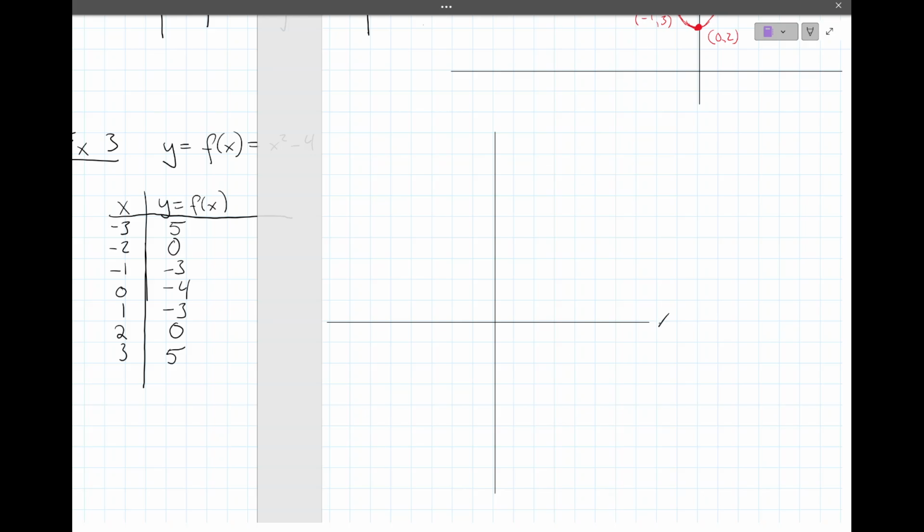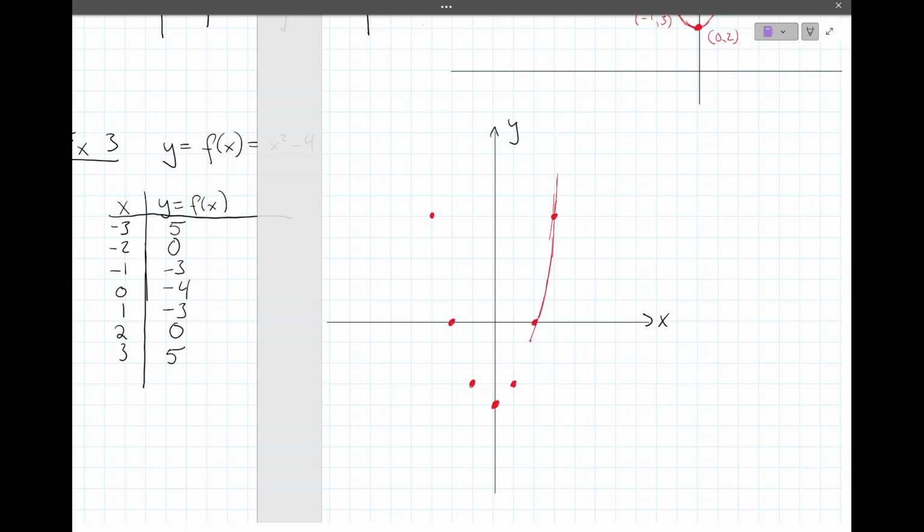So setting up a graph here, this is x, this is y. And let's take our points. So we have one at 0, 4 right here. Good. We have one at 1 and -3, and -1 and -3. We have one at 2, 0, and -2, 0. And we see some x-intercepts show up here. We have one at 3 and 5, and one at -3 and 5.